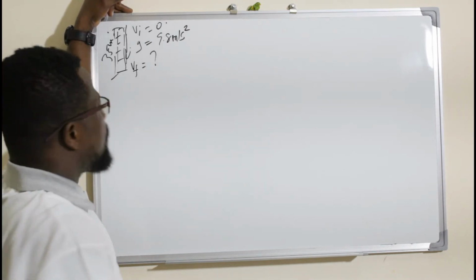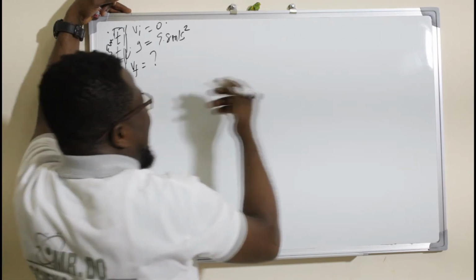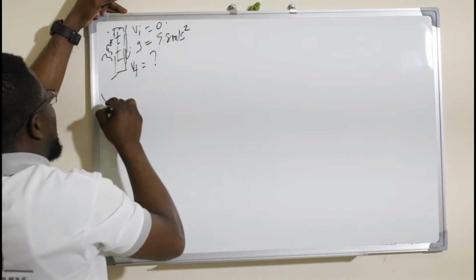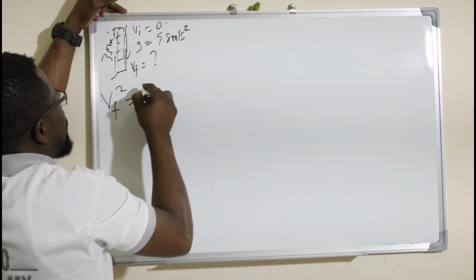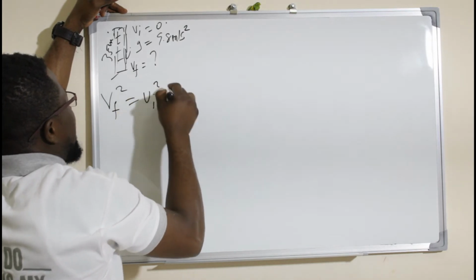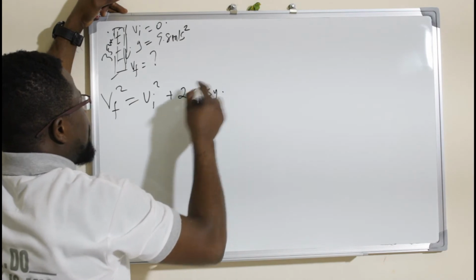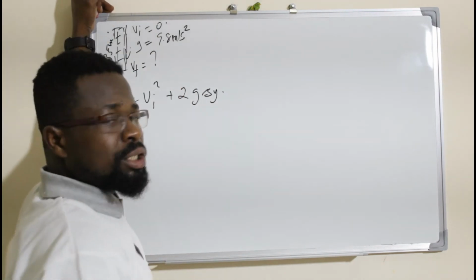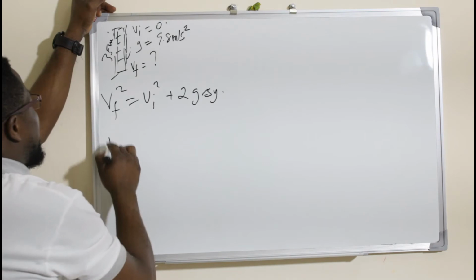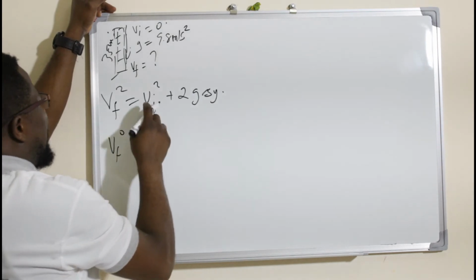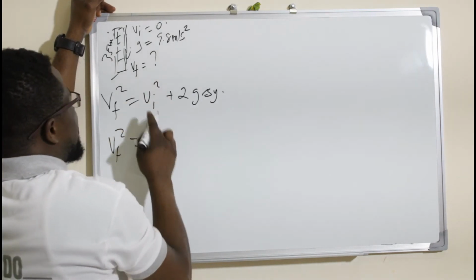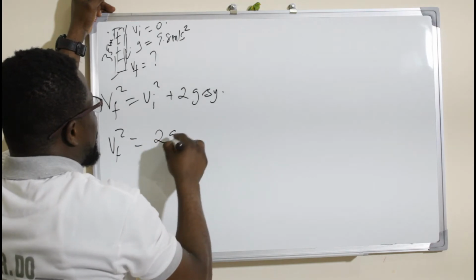So how do we solve? The right equation of motion is Vf squared equals Vi squared plus 2g change in y, because it's in the vertical direction. The V final is not yet known. The V initial is 0, so therefore it is automatically just this.